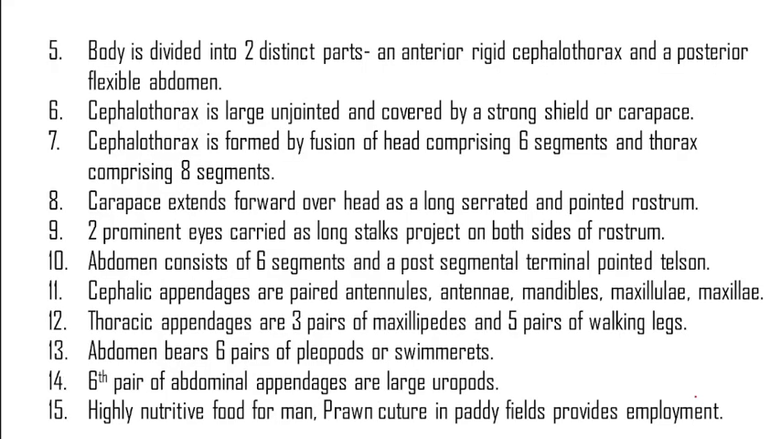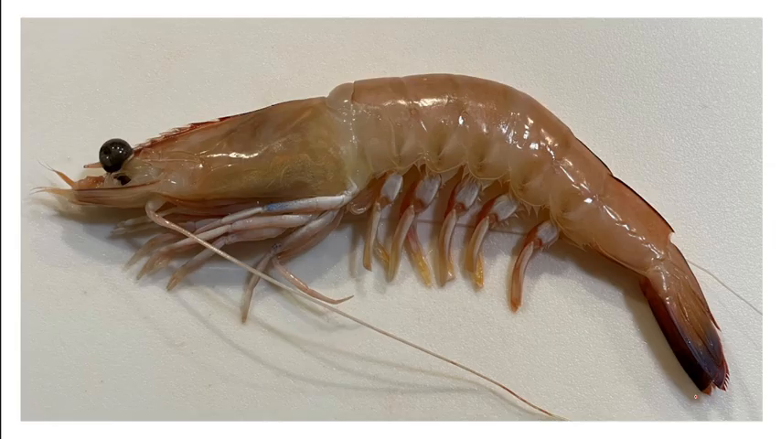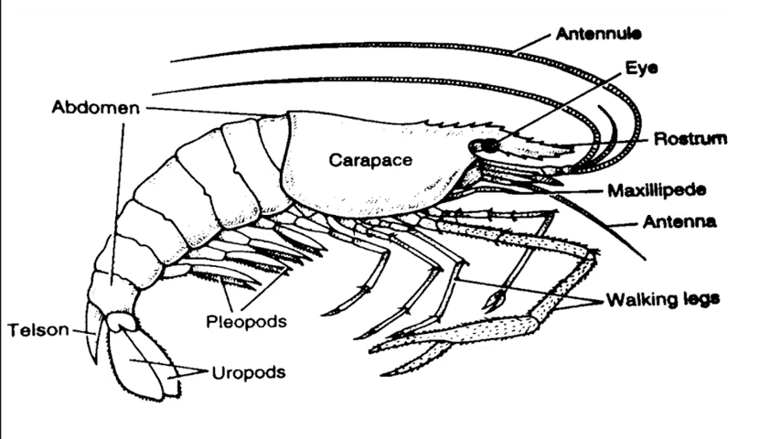Next is prawn. This is how it looks. And this is the diagram. You can see this region, these are the eyes, this saw-like region is the rostrum, these are the maxillae, this is the antenna, these are the walking legs, these are pleopods, these are the uropods, this is the telson, and this region is the abdomen, and these are the antennules.